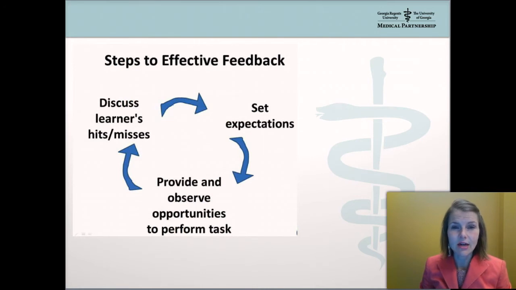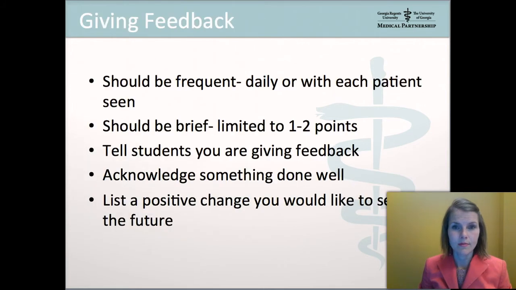After setting clear expectations, it's important to provide as many opportunities as possible for the student to perform the task and then to observe the student performing the task. The final step in the feedback cycle is actually giving feedback.